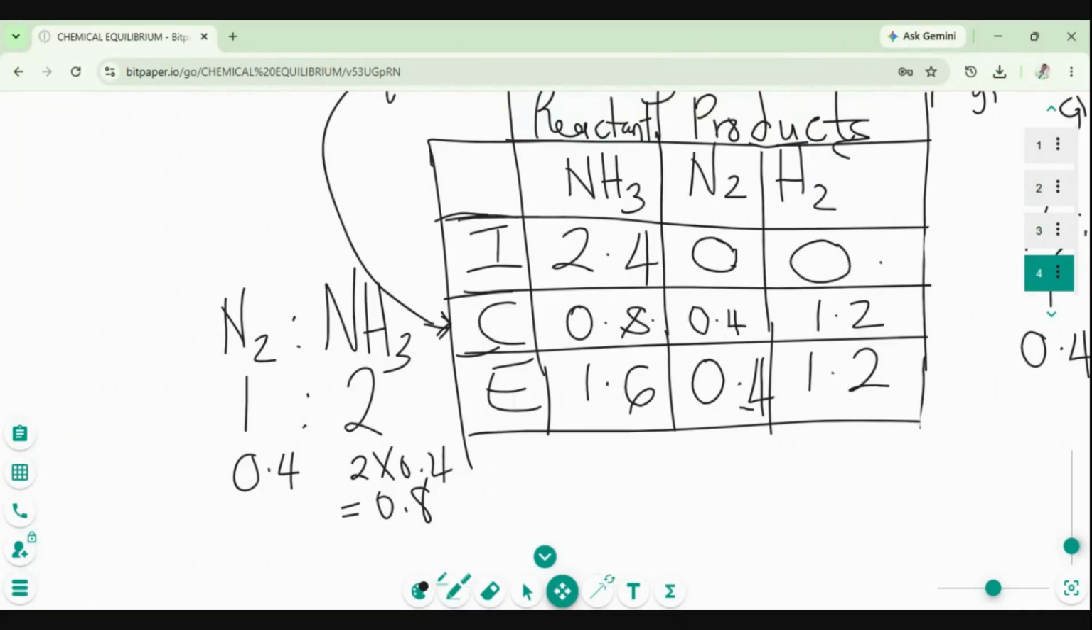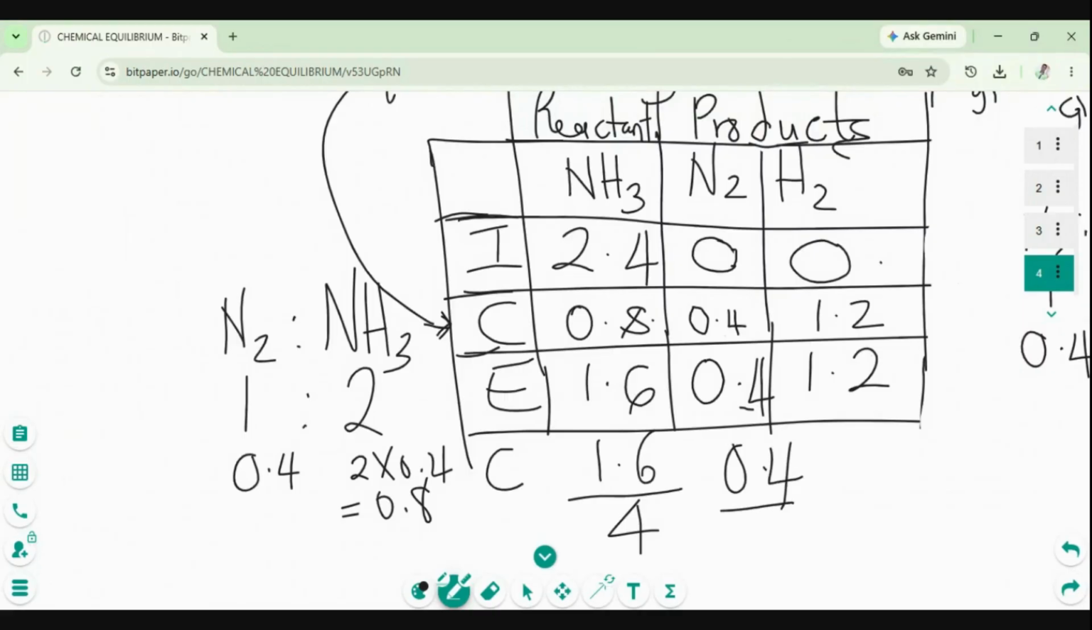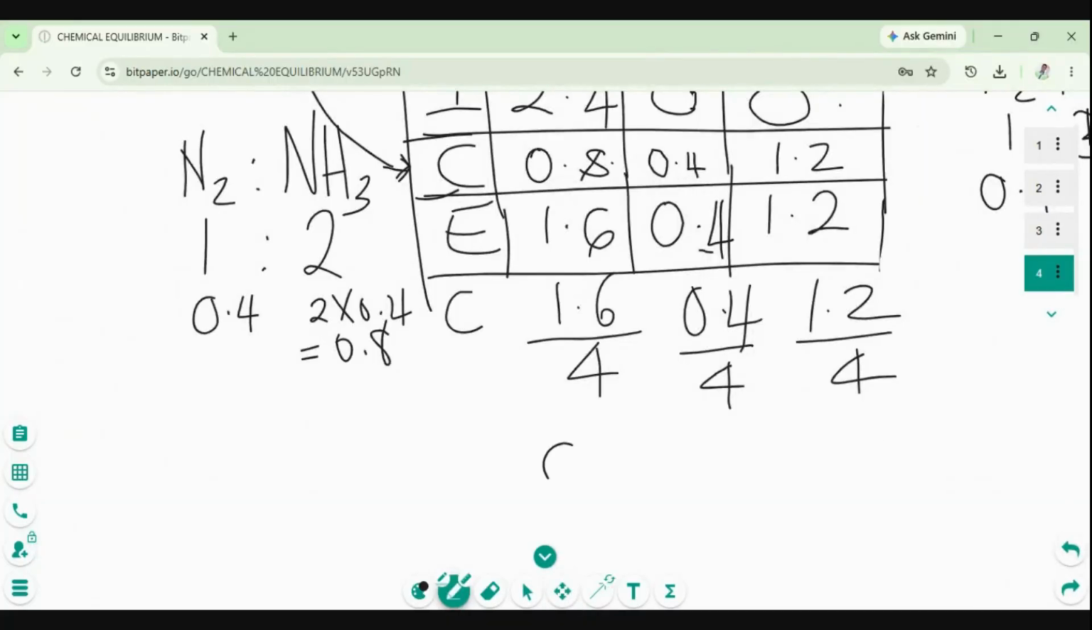So how do we coat the ice? If you want to coat the ice, you get the concentration. How do you get concentration? The number of moles that you have gotten, which is 1.6, divided by the volume. Our volume is 4. This is 0.4 by 4. This is 1.2 by 4. So this will give what? A 0.4 here, a 0.1 here, and a 0.3 there. Okay, that is our concentration.